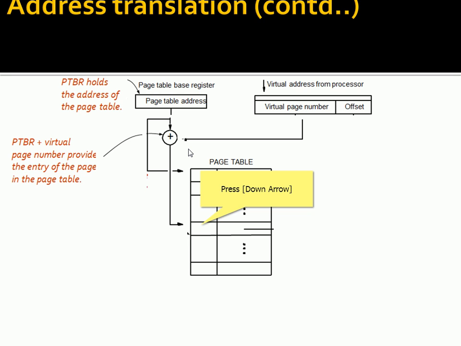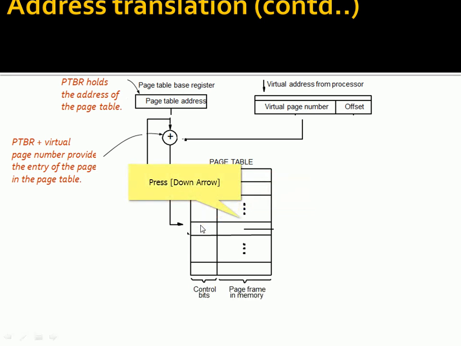This is essential for us. The starting address is there, and the processor sends some page number. That gets added, and you get the exact location of the instruction or data requested by the processor. The first part of this page table entry is the control bits. It may be a dirty bit, a status bit, or a validity bit. All those are there, and this is a page frame in memory.